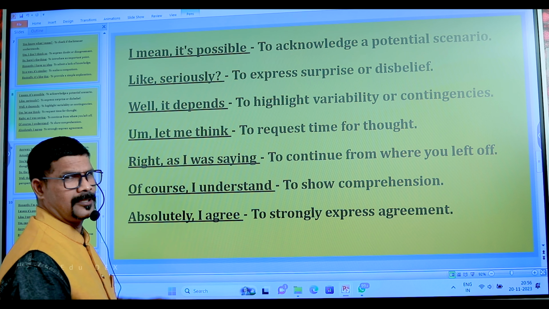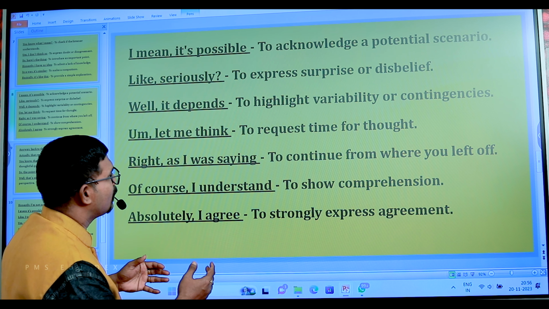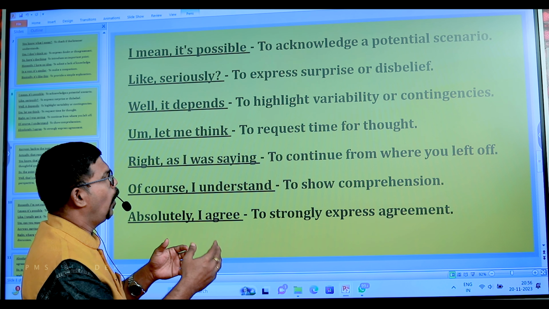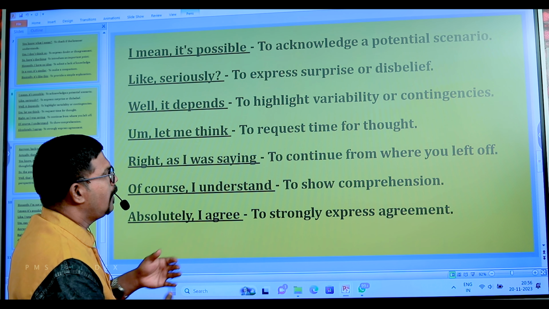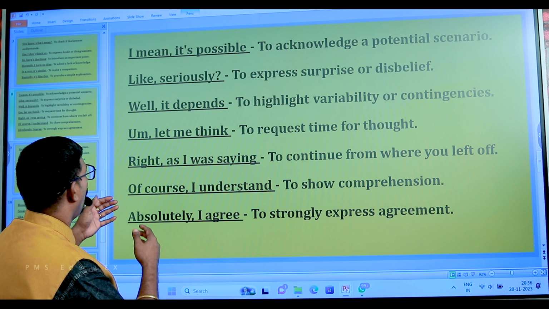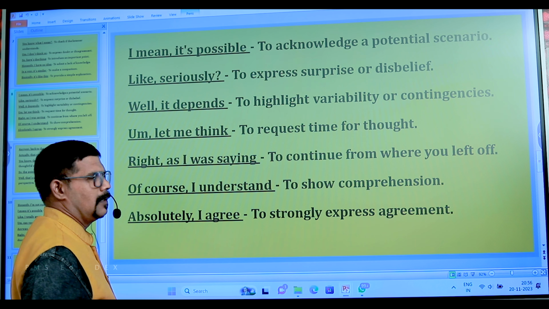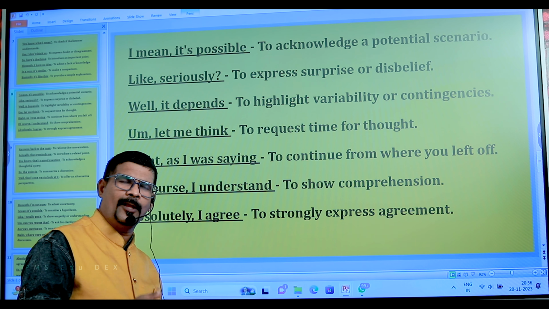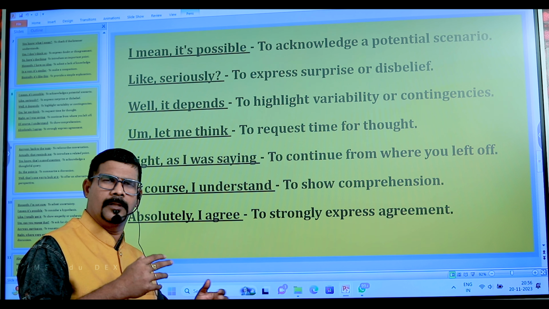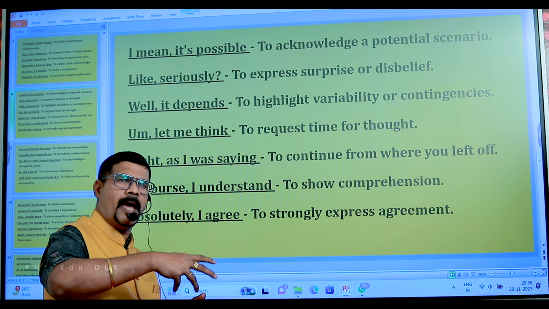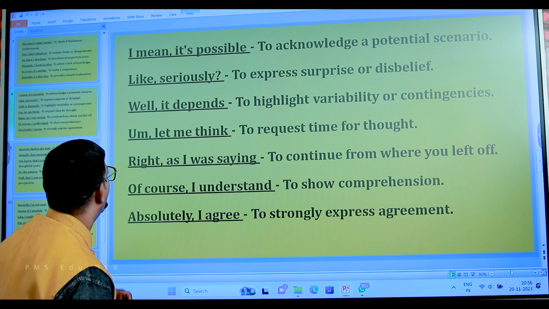Well, it depends, to highlight variability or contingencies. So with "well, it depends", we are highlighting the points. It depends on the points, or we are emphasizing the particular idea.